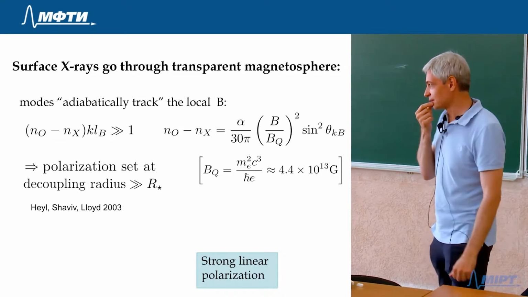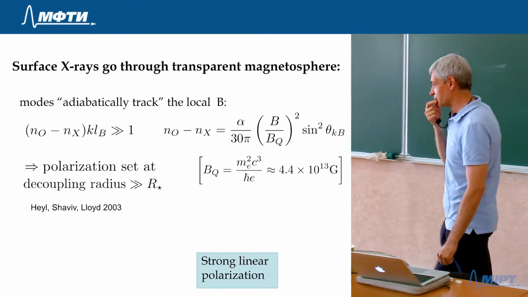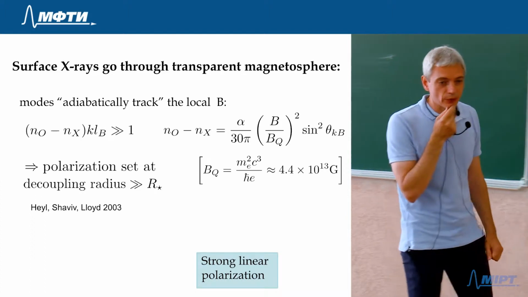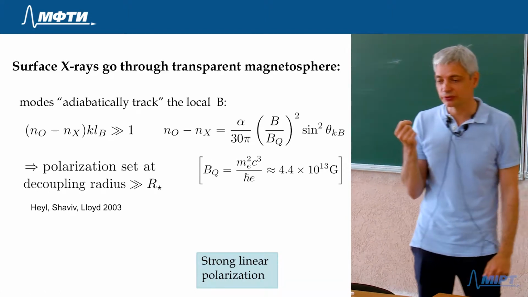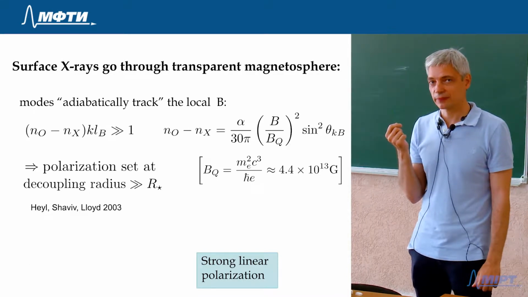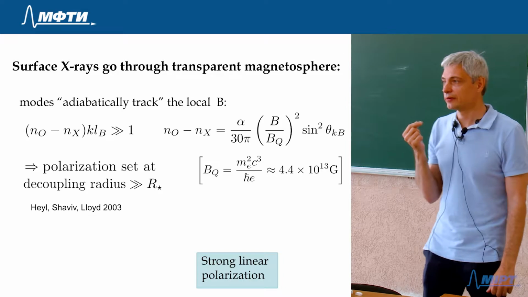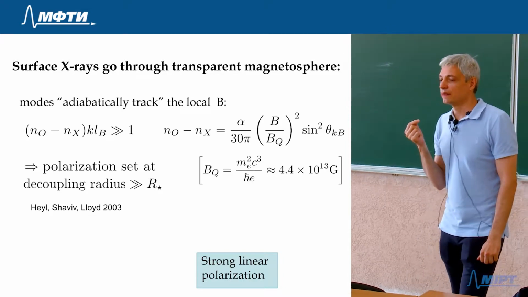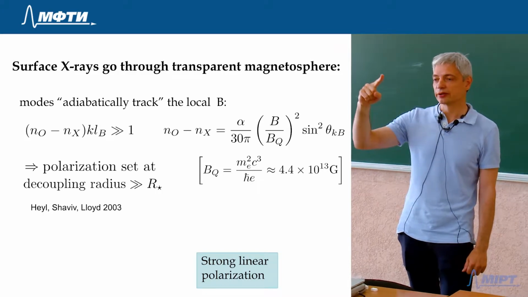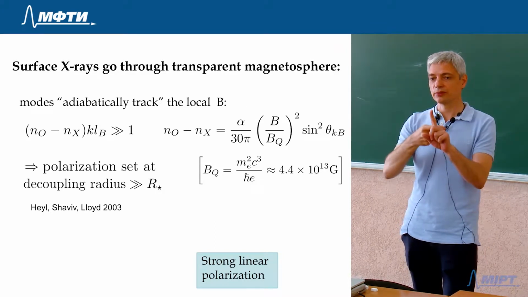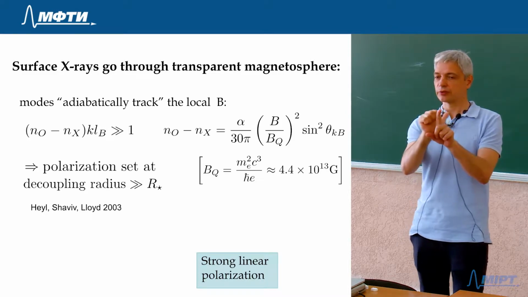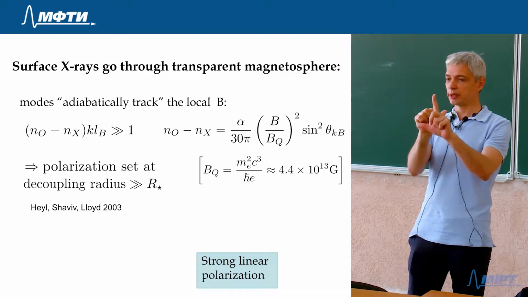So this effect is related to the fact that photons that propagate through the magnetosphere can still change their polarization. Because as they propagate in the magnetosphere, they track the local eigenstate. So if you emit it in the X mode, that means that the electric field is perpendicular to the K and B plane.